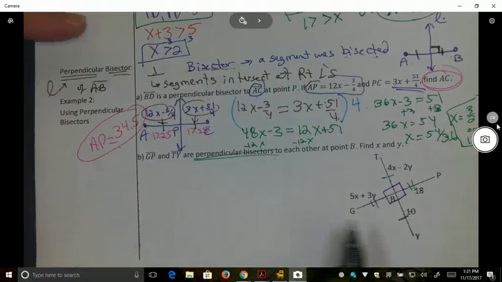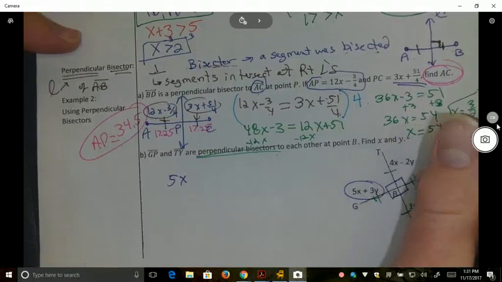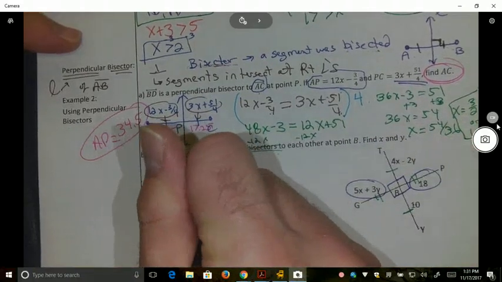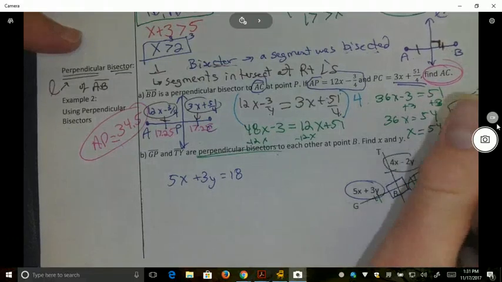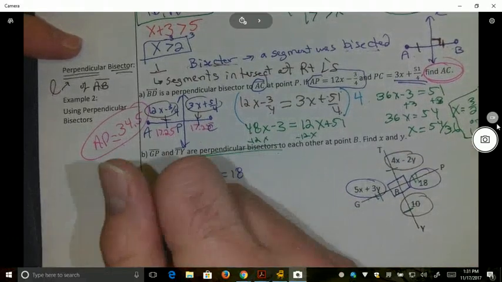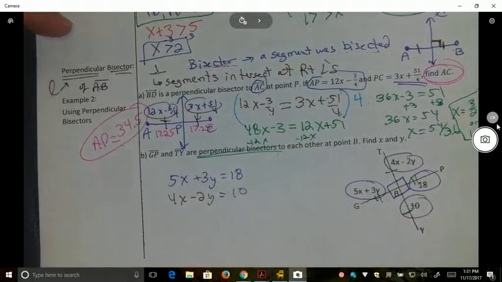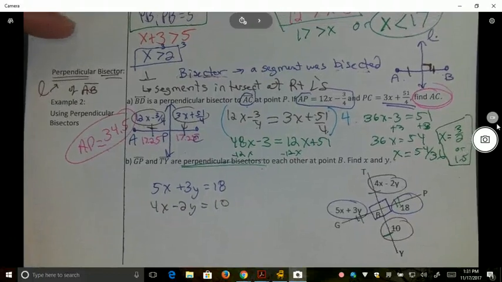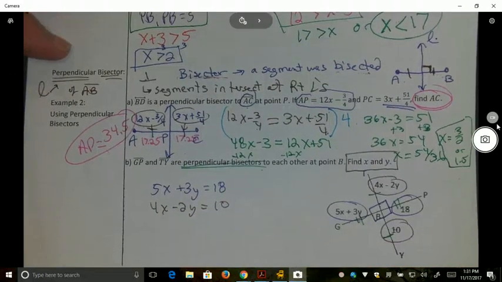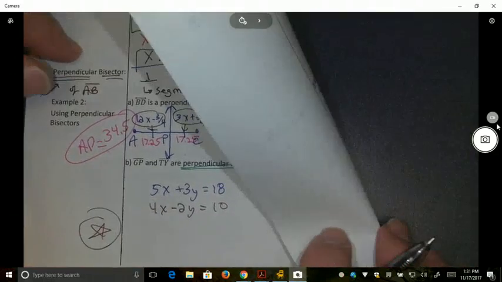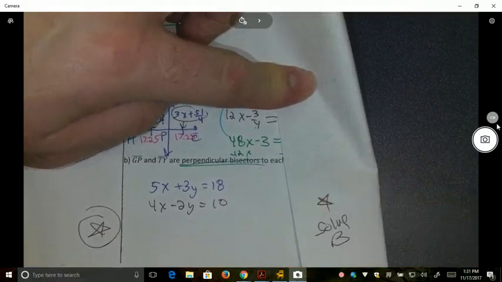We're supposed to find the values of x and y, so one of my equations will be these equal pieces: 5x plus 3y equals 18. My other equation is for TB and BY: 4x minus 2y equals 10. I'll come back and solve this system at the end if you want to keep watching the video, but we're only supposed to find the values of x and y. So at the end of this video, I will come back and solve B, for those of you who want to see it worked out.